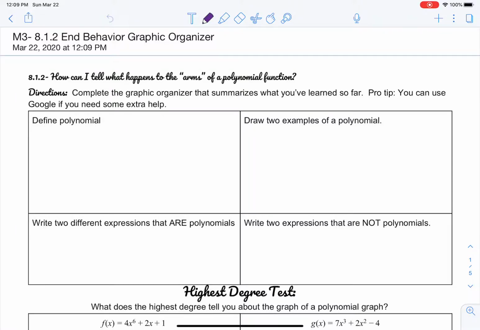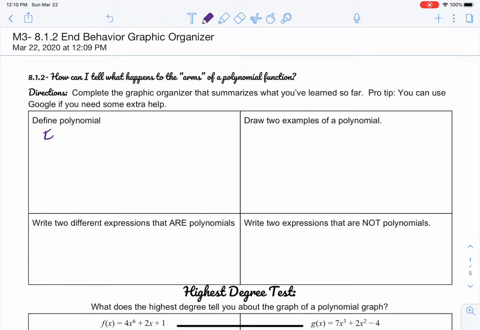Okay, so today we're going to talk about polynomials, and specifically end behavior of polynomials, and how we can predict what these things will look like just by looking at the equation. So let's define what a polynomial is first.